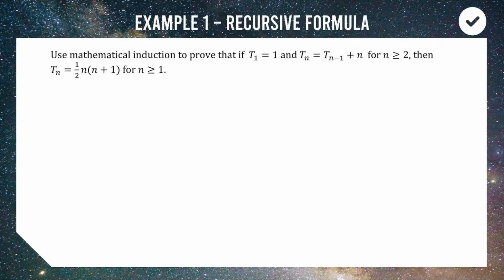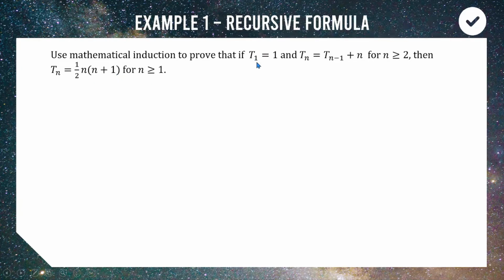Okay, first one would be new for most viewers of this video. It's called a recursive formula. It's a formula that is recursive. So we have a formula right here. This is the nth term of a sequence, Tn, is equal to Tn minus 1, the term 1 before that, plus n. So this is a formula that gets you from one term in a sequence to the next one. We know that the first term is 1, and we're trying to use mathematical induction to prove that the nth term can also be expressed as half of n times n plus 1.